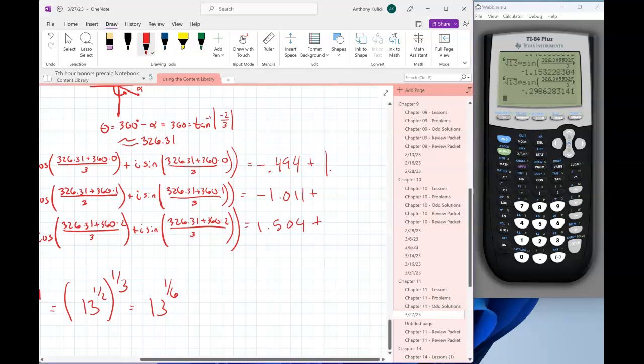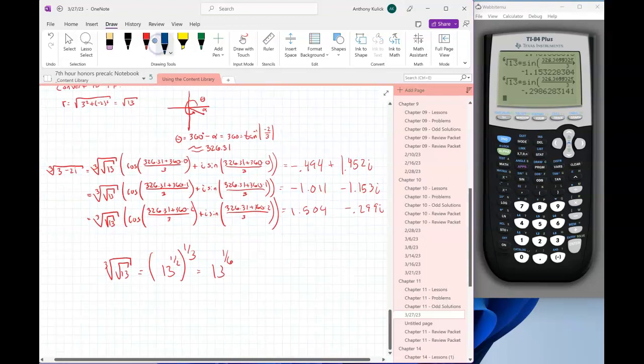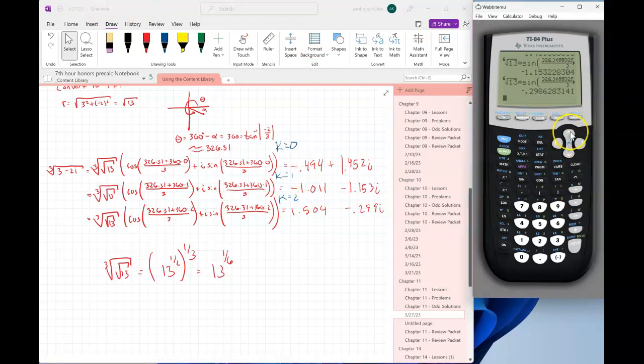So 1452i, and then negative 1153i, and then negative 0.299i. I'll take the plus signs out of there and just write them as subtractions. Right, so we have 3 answers for k equals 0, k equals 1, and k equals 2. Let's just pretend for a moment that we forgot that we're only supposed to get 3 answers out of this and say we tried getting a 4th answer.